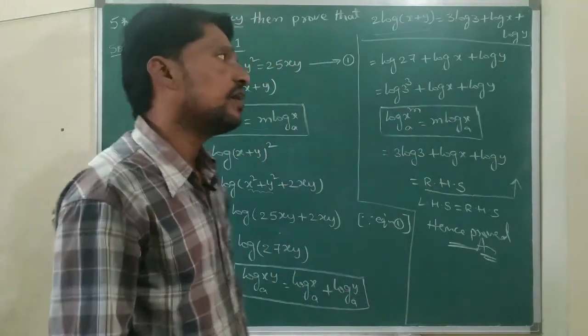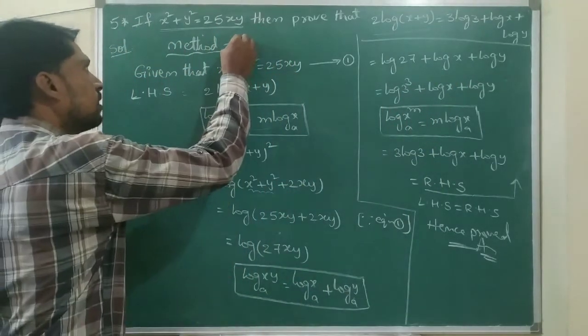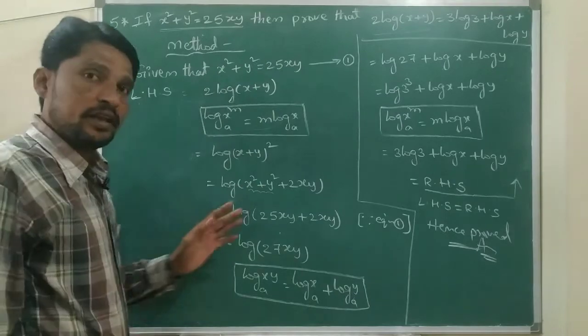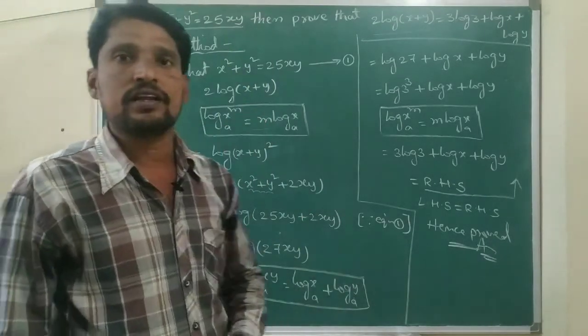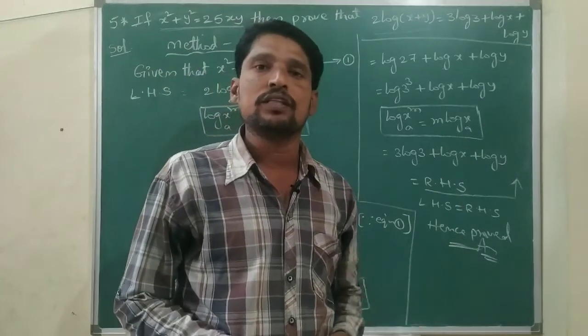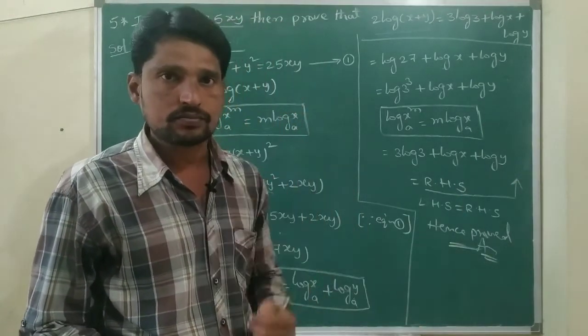So here we are taking the reverse order, and that is method number 2. Method number 1 and method number 2 are completed. Now we will go with method number 3.